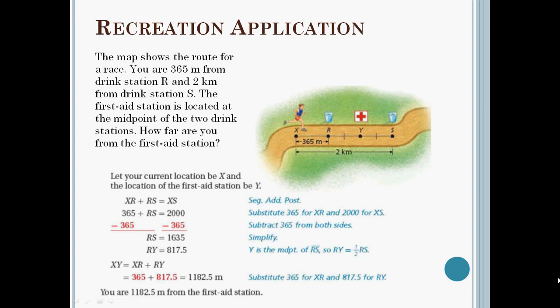Let's look at an application problem. The map shows the route for a race. You are 365 meters from drink station R and 2 kilometers from drink station S. The first aid station is located at the midpoint of the two drink stations. How far are you from the first aid station?